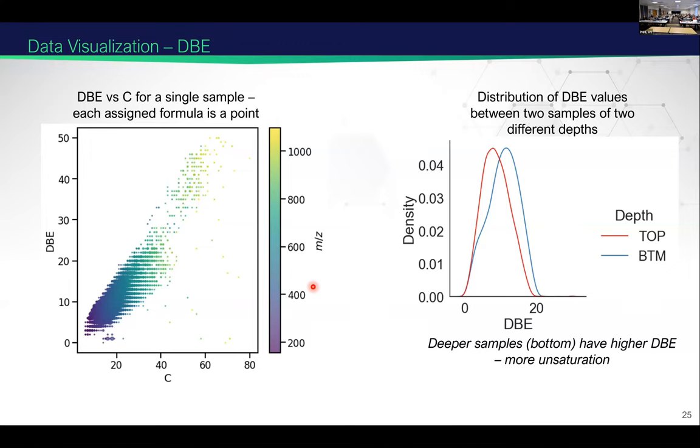interesting or intuitive, is to think about how the distribution of these values differs between samples. This is an example taken from tomorrow's tutorial session. This is a kernel density estimate plot of the distribution of DBE values within a sample from the top of a core and within the bottom. You can see that there is a different distribution here. What this shows us is that the bottom part of the soil has a higher double bond equivalent average, which may be the case because further down in the core there were more aromatic structures or more unsaturated bonds, perhaps more recalcitrant molecules. Versus at the top, you may have more labile species, more fully saturated lipids or metabolites.